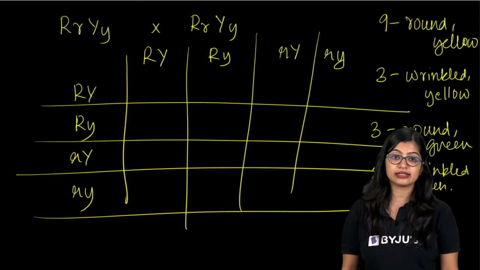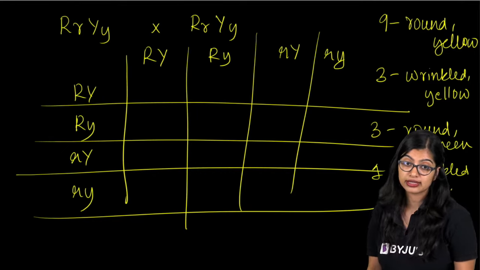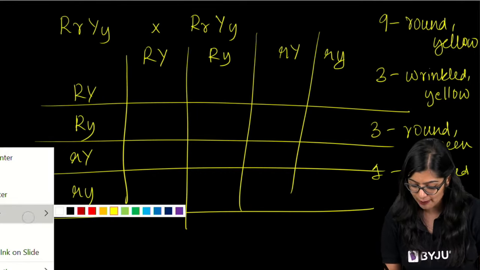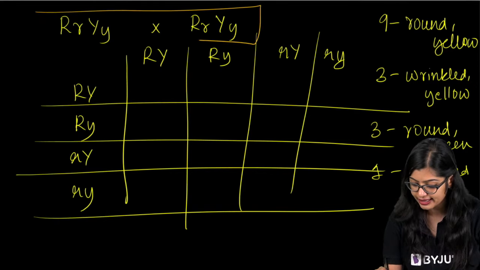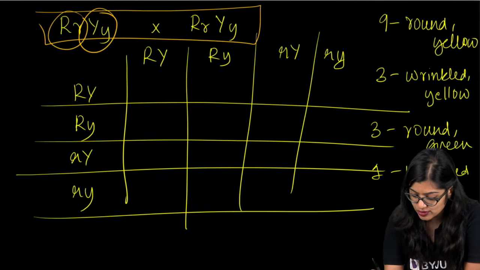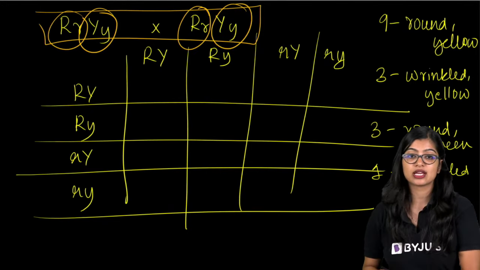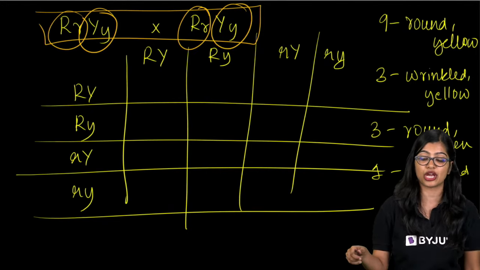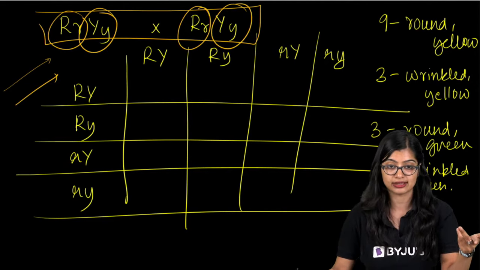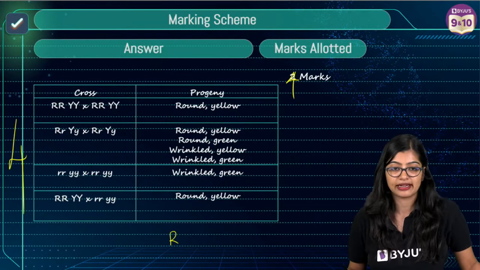Ma'am, how do we identify if we should consider 4 paths? When you have both your parents in heterozygous condition, look at it. Heterozygous, heterozygous, heterozygous, heterozygous. When it is in heterozygous condition, then you know that you will get a combination of 4 gametes, right? So that is what we mean by it.